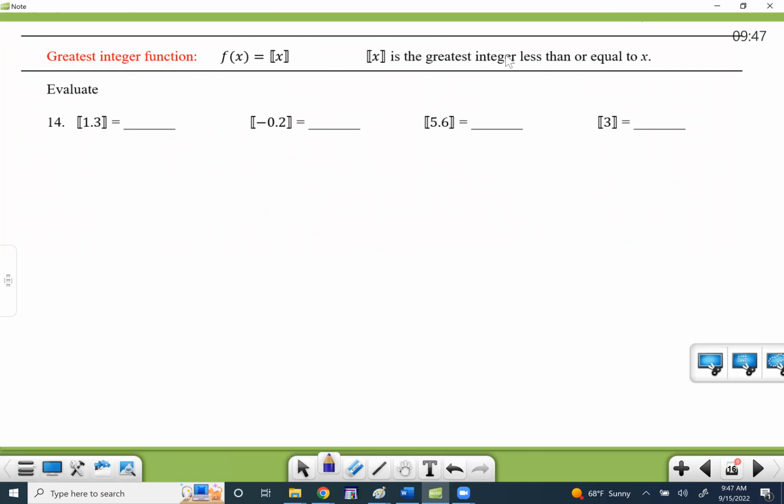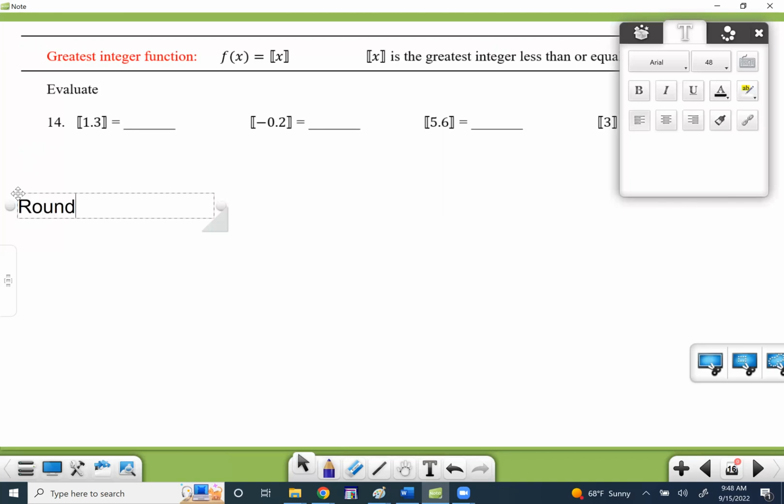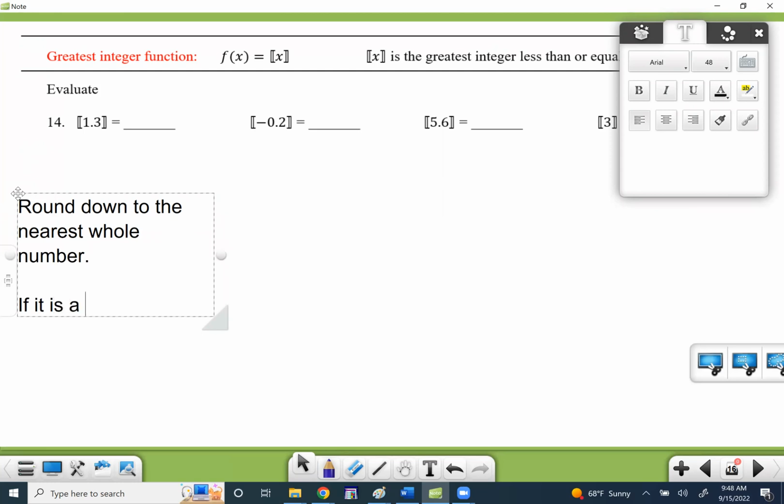And so it stands for the greatest integer less than or equal to whatever value is inside. So I like to think of it as the round down function. An integer is a whole number, you guys. So you're always going to round down to the nearest whole number, right? If it is a whole number, it stays the same. Okay, so that's how this works.